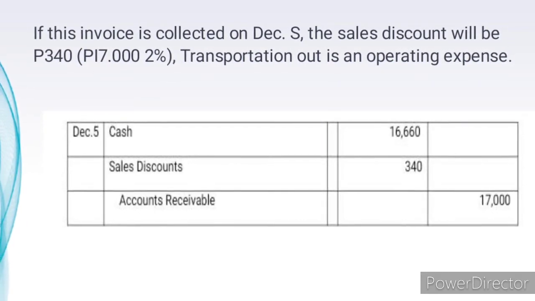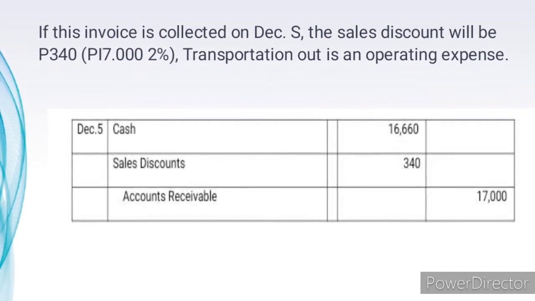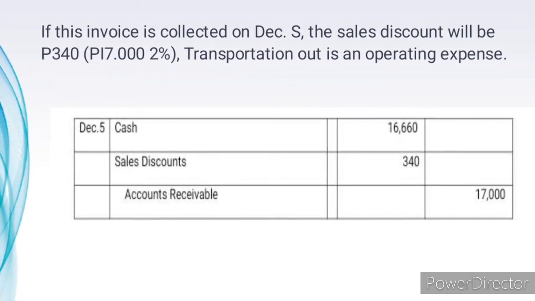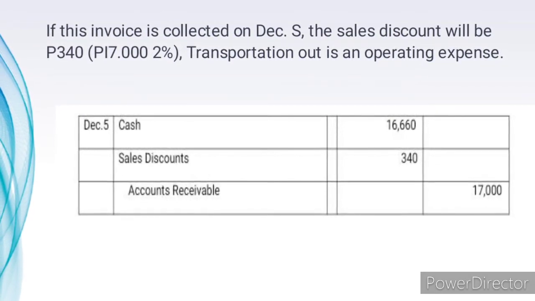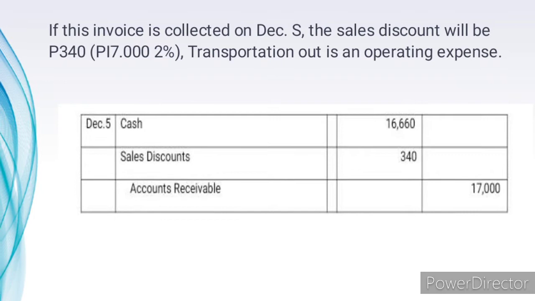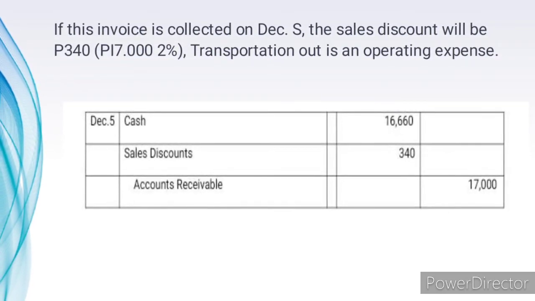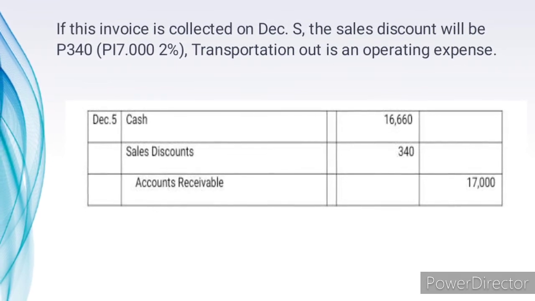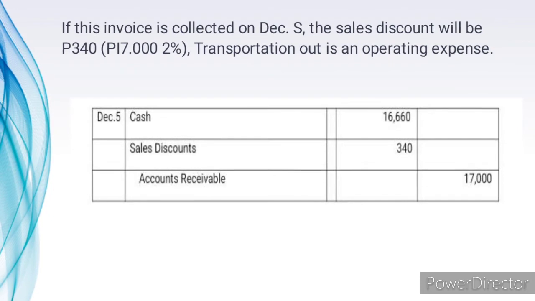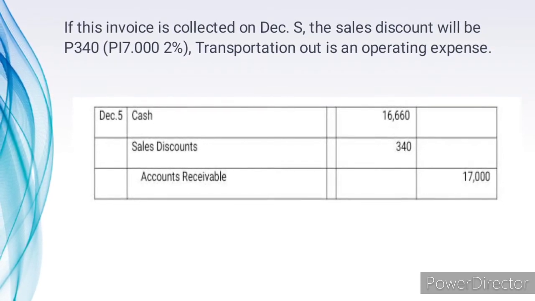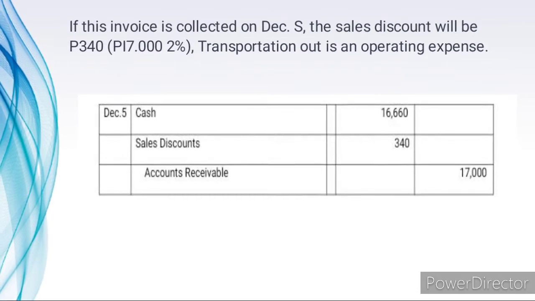Transportation out is an operating expense. On December 5, the cash is 16,660. The sales discount is 340, because 17,000 times 2% is 340. The accounts receivable is 17,000.